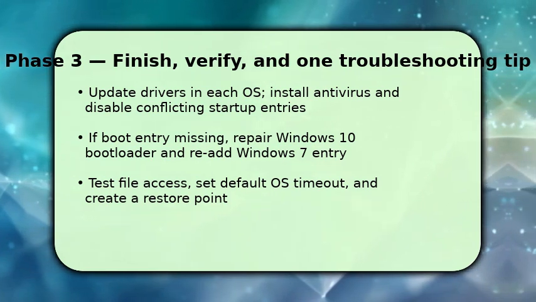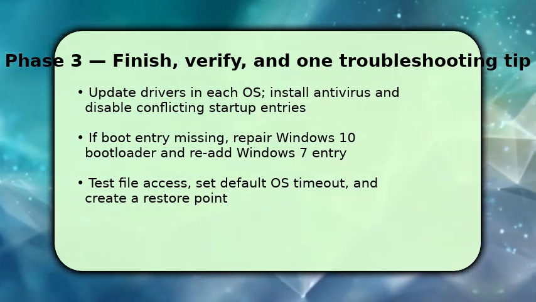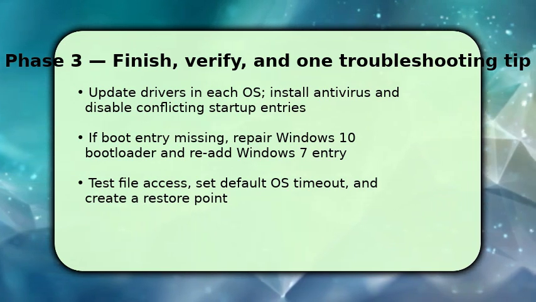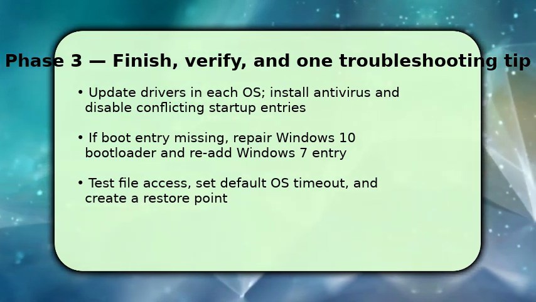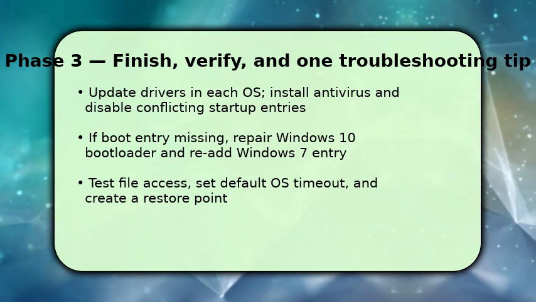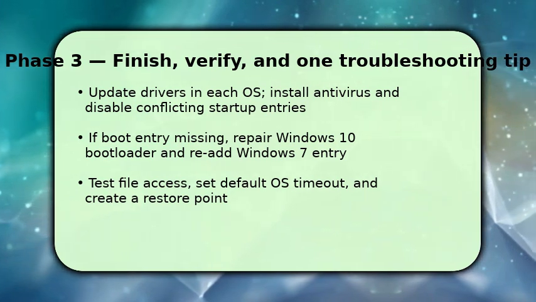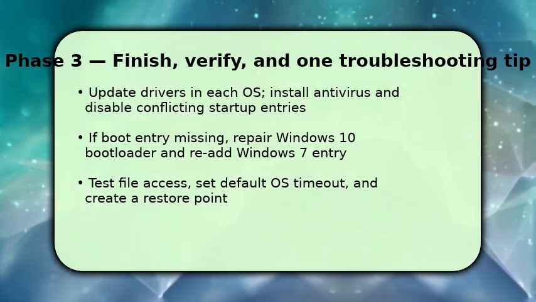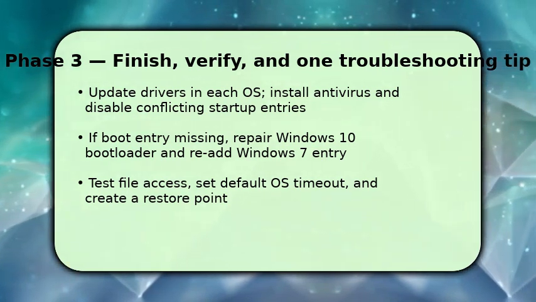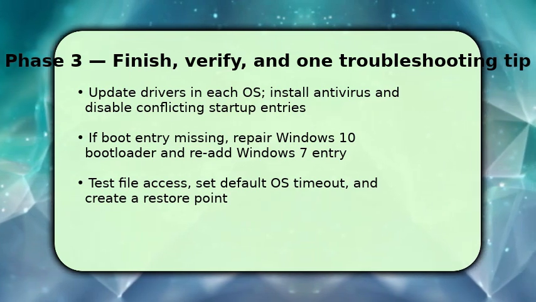If the boot menu doesn't show Windows 7, boot Windows 10 recovery and run automatic startup repair, then use EasyBCD to re-add the entry. Make sure each OS can access shared data partitions safely by using NTFS and consistent permissions. If things go wrong, restore from the image you made earlier. That image is your fastest recovery option.